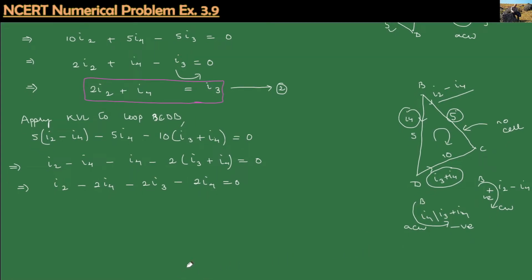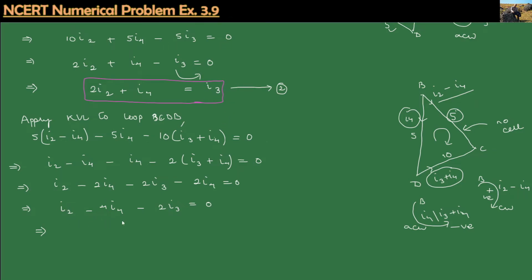Then further, if you solve from here, you'll get this value of current I2. This will be equal to, we have seen that we have this I4 term, I4 term is also there. So minus 2 and minus 2 I4, that will give you what? Minus 4 I4. Then this will be minus 2 I3. So that will give us equal to 0.